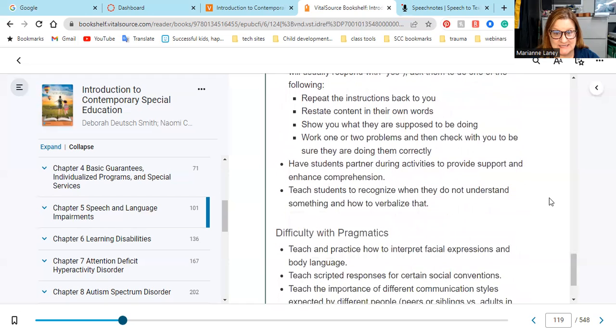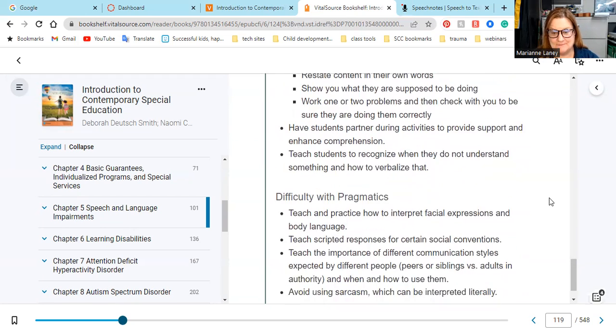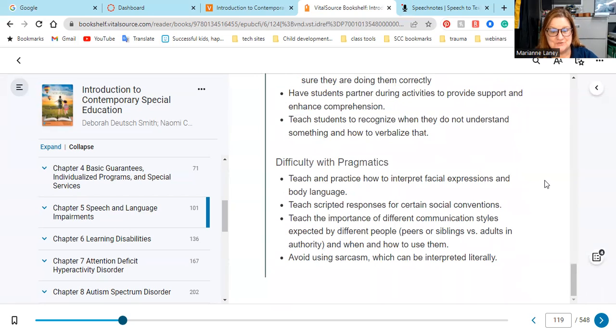Have a student's partner during activities. Have a buddy. Have a study buddy. Talk and reflect. Things like that. Pragmatics. I've had students walk up to me and be like, yo, teach, what's up? I'm like, I'm pretty casual, but I'm not that casual. So you can keep it to professor.